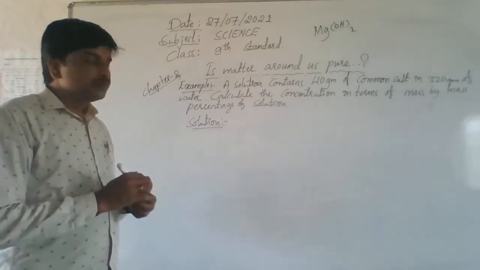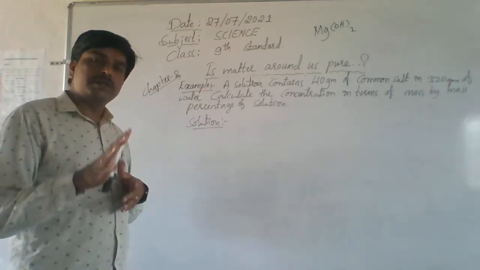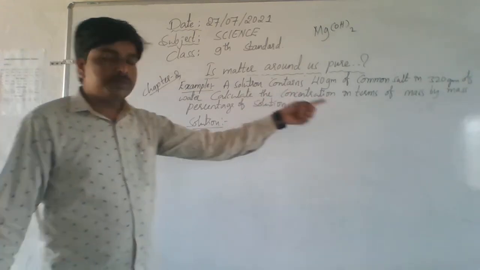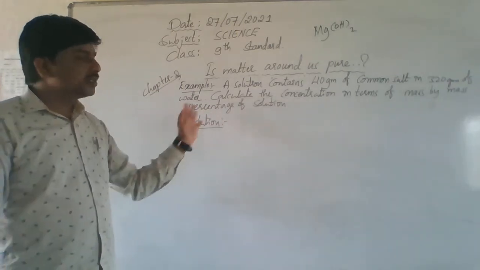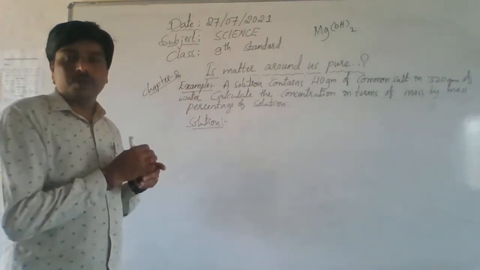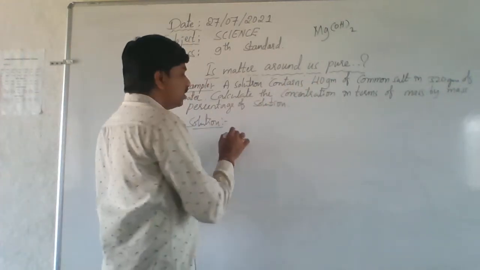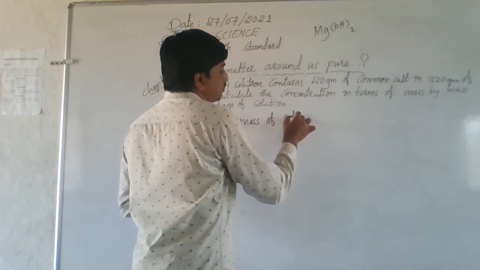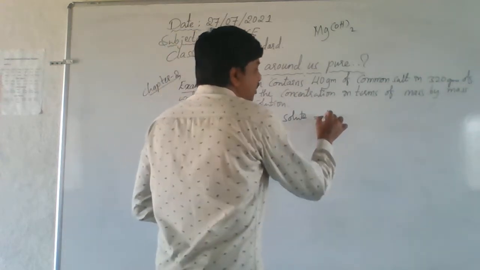Let's see, the first method. Already I told you, for your 9th standard, the first method is recommended to calculate the concentration of a solution in terms of mass by mass percentage. First you have to take down what is given in the problem. The first term, 40 gram, is the mass of solute.